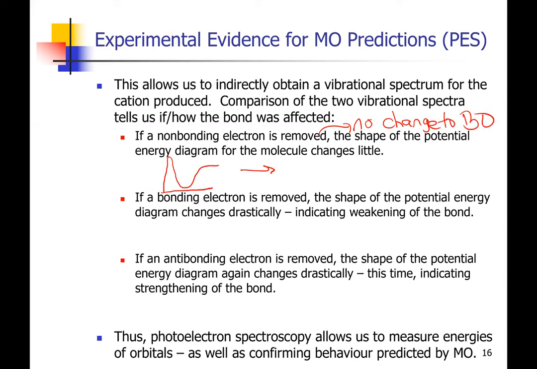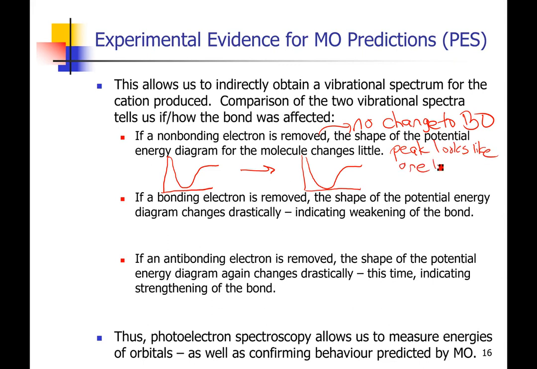And so if I have no change to bond order, then yes, I'm going to a higher energy form because I've made the cation, but the overall shape of my potential energy curve, within the limits of my artistic ability, should look about the same. So we actually see very little, if any, vibrational splitting. So the peak in a photoelectron spectrum for ejection of a non-bonding electron usually just looks like a line. Peak looks like one line.